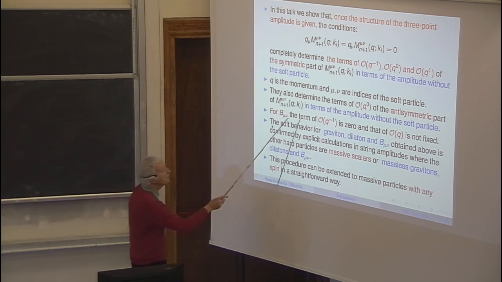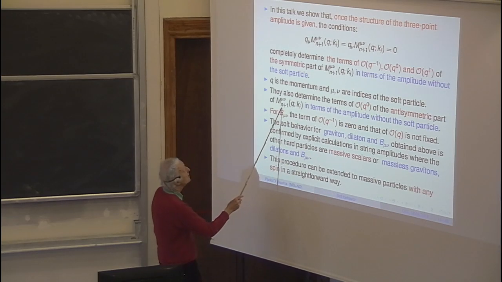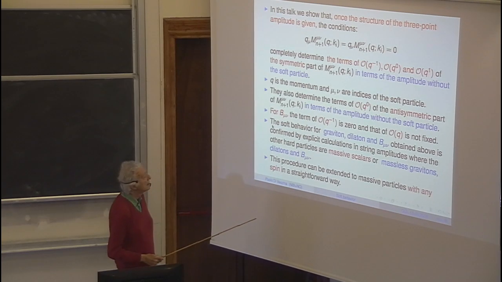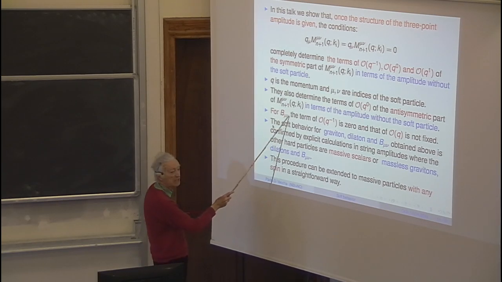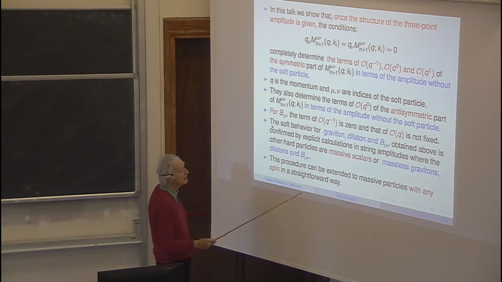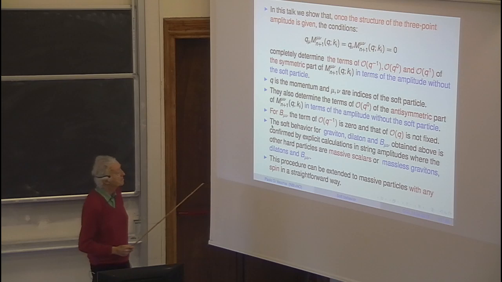They also determine the term of order Q0 of the antisymmetric part in terms of the amplitude without the soft particle. So for B mu nu, which corresponds to the soft limit of the Kalb-Ramond field, the term is 0, and that of order Q is not fixed.